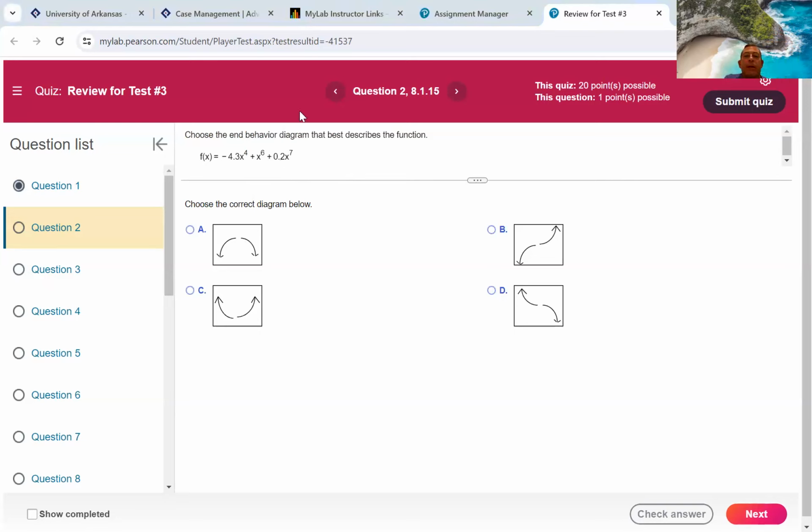So let's see. I got you. Letter B. So we're odd and we're positive. So that's going to go uphill left to right. So that would definitely be B.